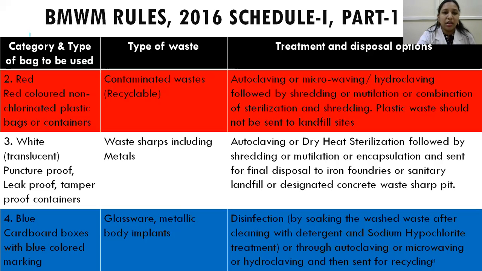Next category is the white translucent. Here we throw all the sharp materials, including the metal. So the bags should be puncture proof, it should not be easily punctured, and it should be leak proof, and tamper proof containers must be used for this category.